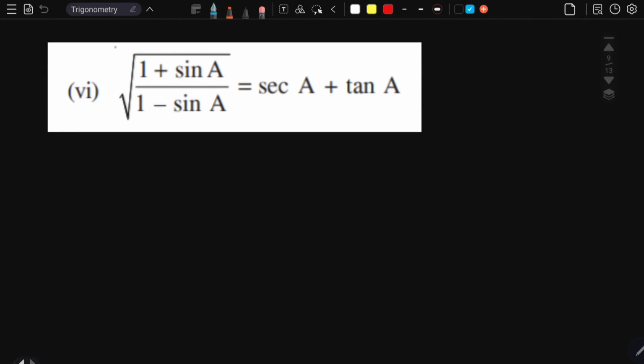Okay, we'll continue the class. So we are discussing trigonometry exercise 8.3, question number 6. Given square root of (1 plus sin a) divided by (1 minus sin a), which we have to prove as secant a plus tan a.